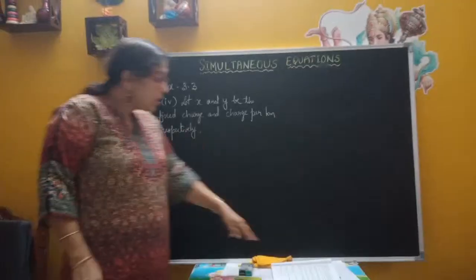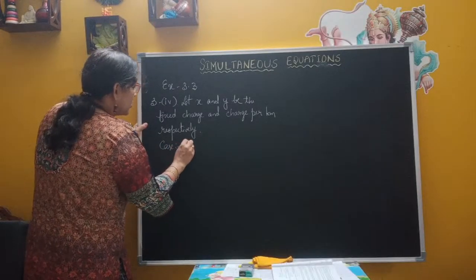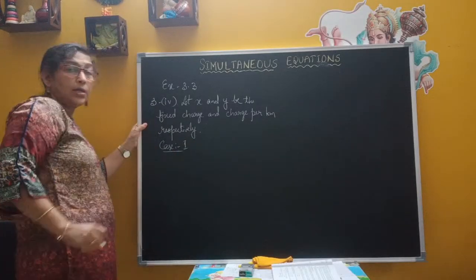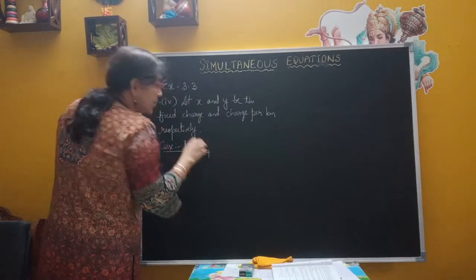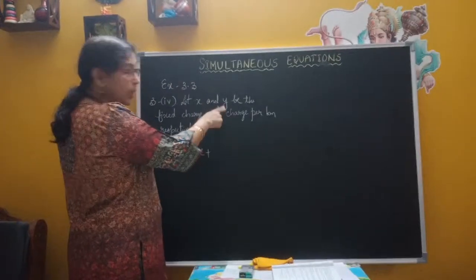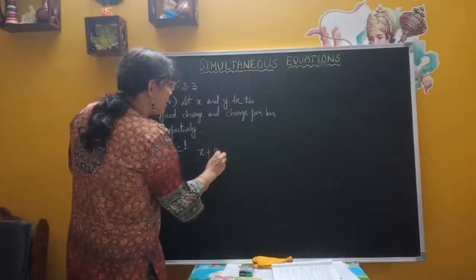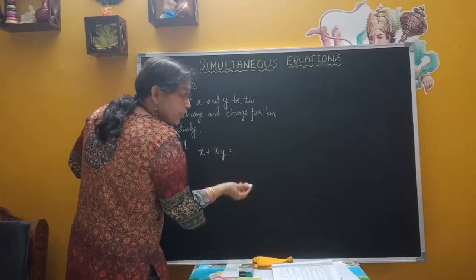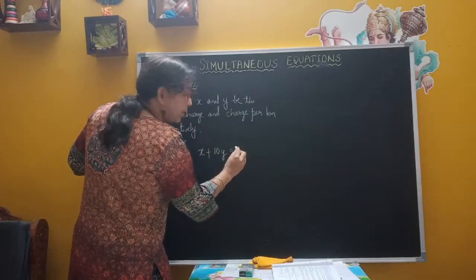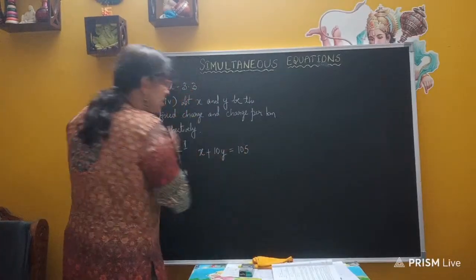Now, according to the question, in case 1, the person has travelled 10 kilometers. So x is the fixed charge, plus if for 1 kilometer he has to pay y rupees, then for 10 kilometers it is 10 into y, that is 10y. In total, how much does he need to pay? He has paid 105 rupees. This is equation 1.